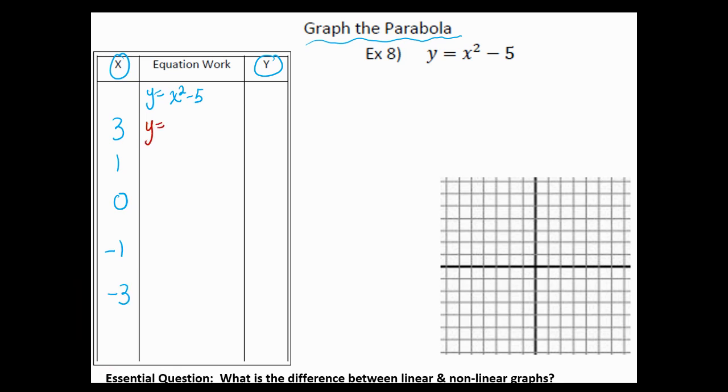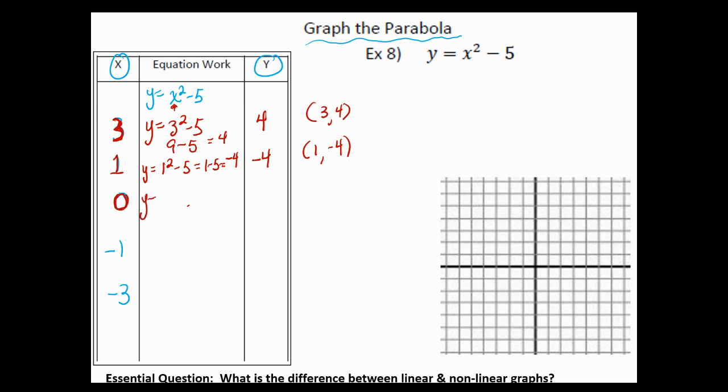So y would be equal to, plug in for the x right here, 3 squared minus 5. You do the exponent first, that's 9 minus 5, so that equals 4. So when we plugged in a 3, we got a 4. So we'll graph the point (3, 4). Now we'll plug in 1. y will be equal to 1 squared minus 5. 1 squared is just 1 minus 5. That equals -4. So when we plugged in a 1, we got -4.